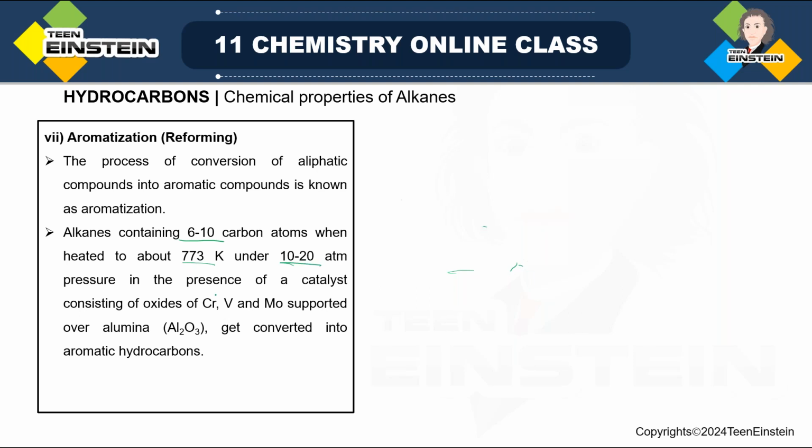10 to 20 atmosphere, in presence of some catalyst. Now the catalyst may vary, and the catalysts are related to these types of metals: chromium, vanadium, molybdenum, supported over alumina. They get converted into aromatic hydrocarbon. So look at this condition, 773 Kelvin, 6 to 10 carbon atoms. 6 carbon atoms must be there, because the simplest aromatic compound you can have is benzene, but 6 carbons you must start with. And catalysts are related to chromium, vanadium, molybdenum, which is supported over alumina surface.